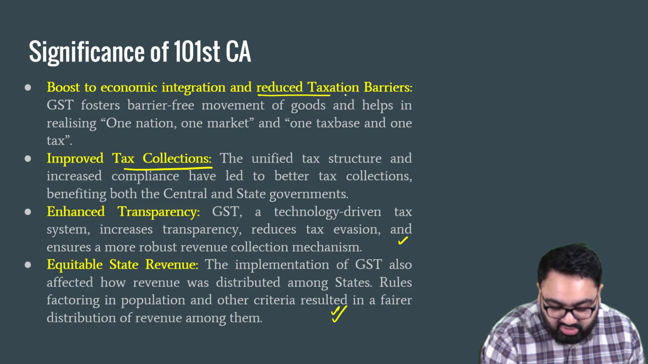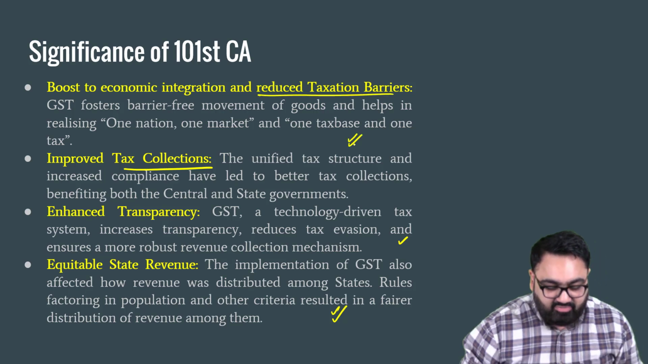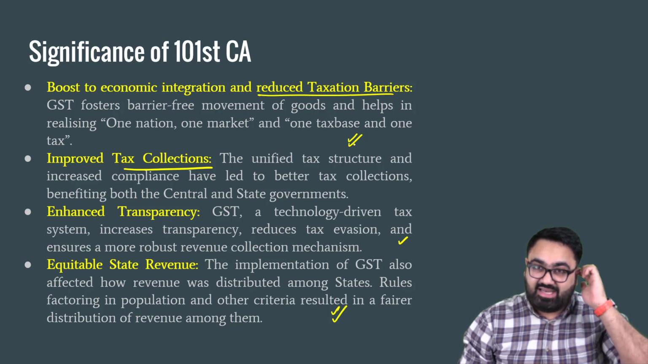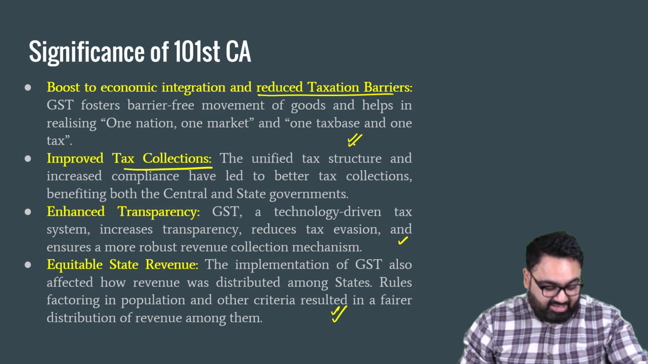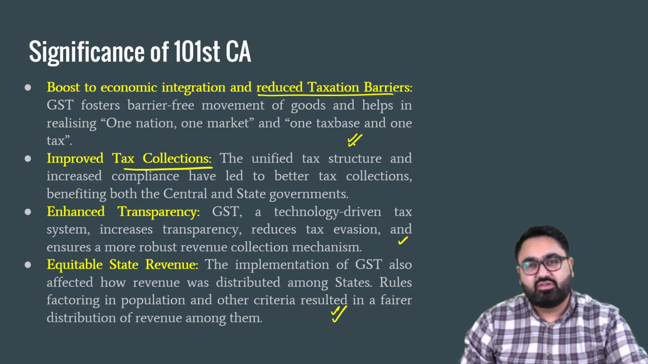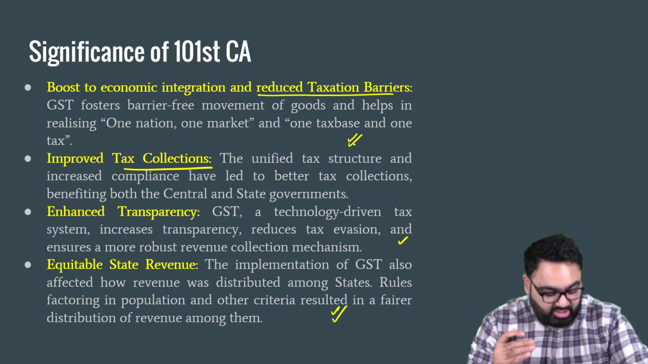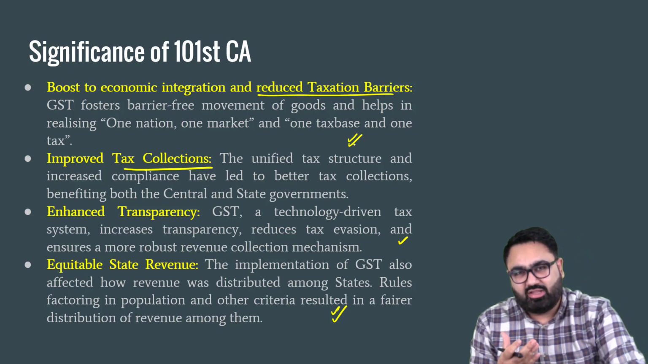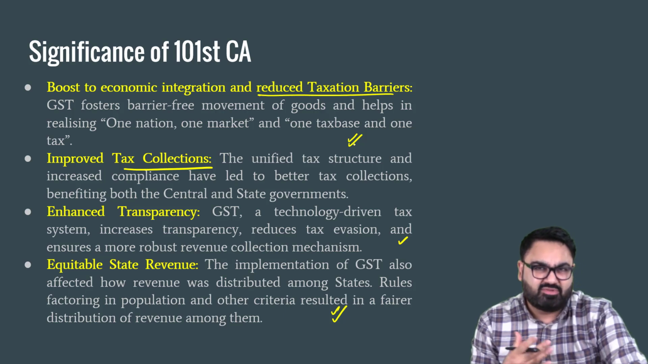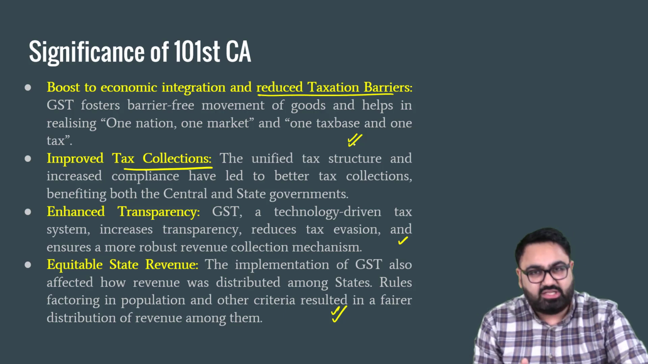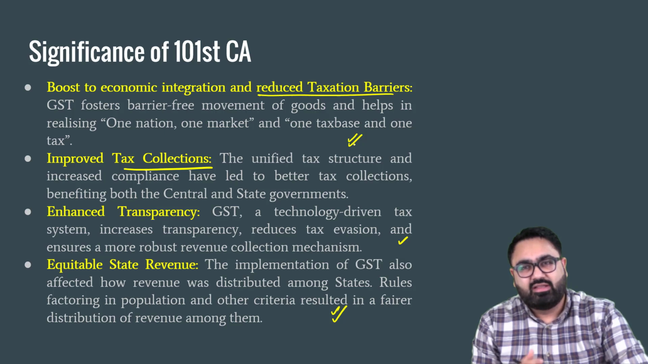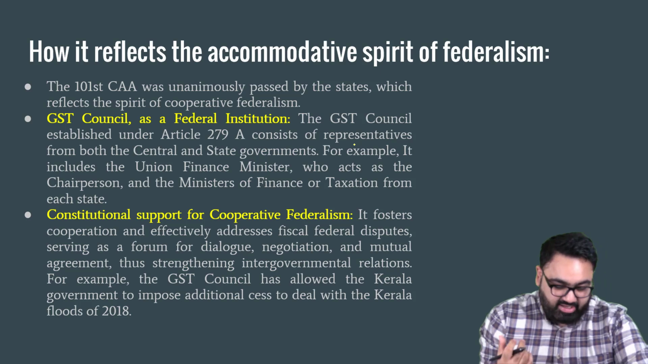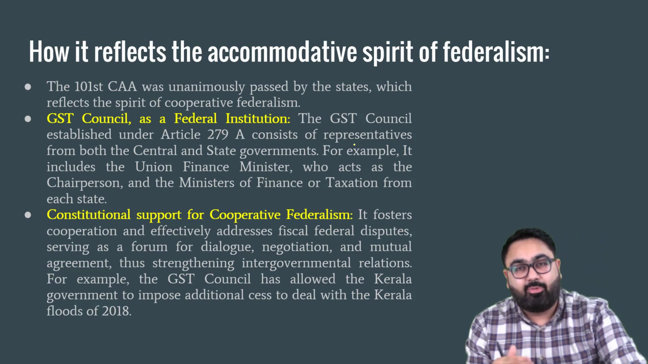It has also reduced taxation barriers because of one nation, one market tax. Earlier, different states used to have different tax slabs because they were free to decide the tax slabs, because of which, due to uneven taxation, there used to be a situation where products were not sold from one state to the other state. Some people preferred buying products in some specific states. Now that has changed. We have a concept where a single tax slab of the GST is available across the entire country. How does it reflect accommodative spirit?